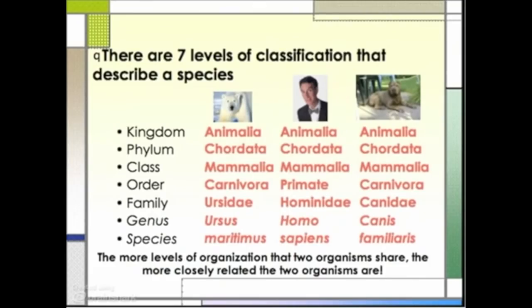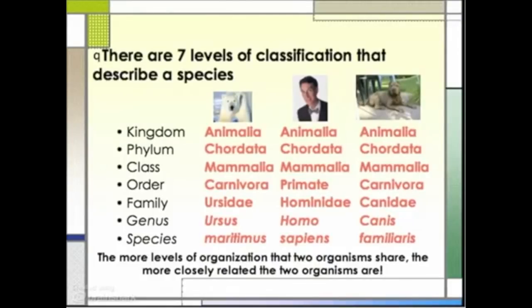There are 7 levels of classification that describe a species, and we talked about this yesterday. They're kingdom, phylum, class, order, family, genus, and species. And we talked about a way you can remember that: King Philip came over for a great soup, or something else, anything you want to remember it by.